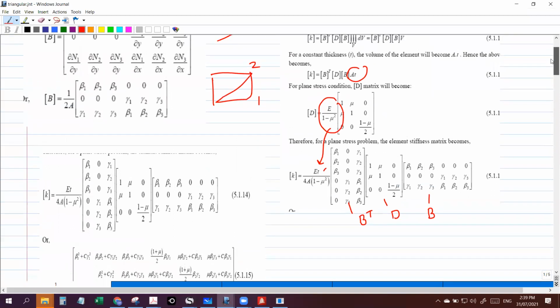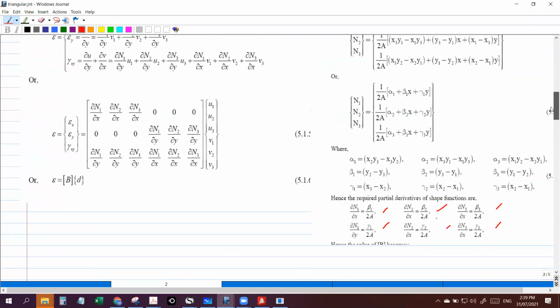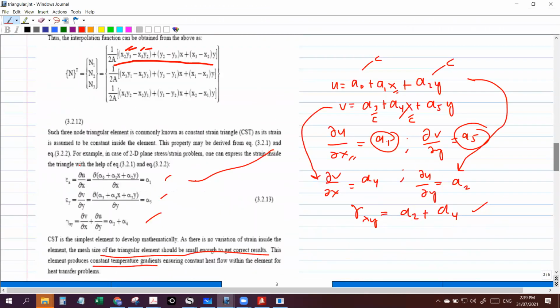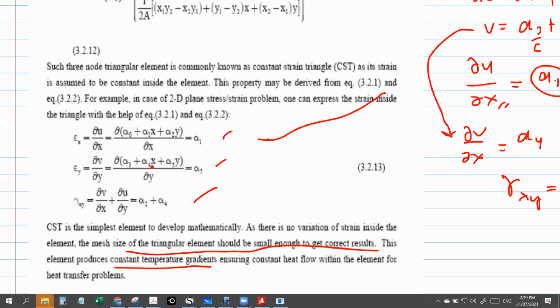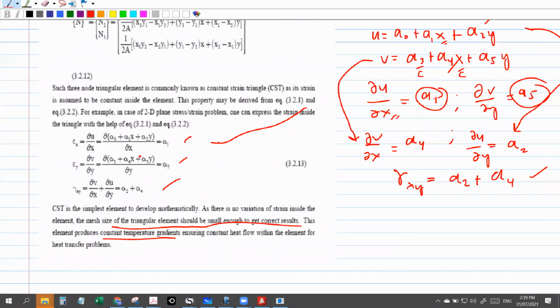If you notice here, saan yung strain natin? Ito yung formula ng strain natin, du dx, and this is the corresponding u: alpha naught plus alpha 1x plus alpha 2y. If you find the derivative du dx, which is the strain, you get a constant, alpha 1. Find the derivative of dv dy, another constant, alpha 5. And here, another constant. So there's no variation of strain inside the element.